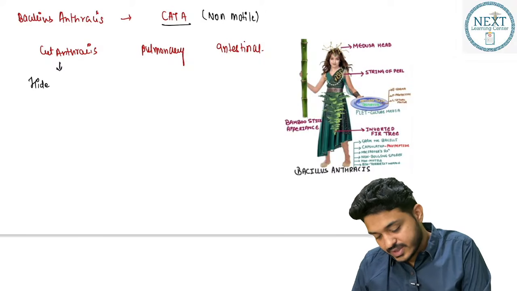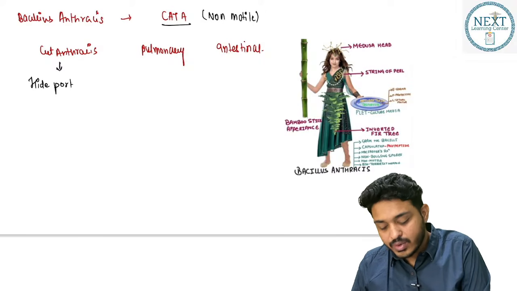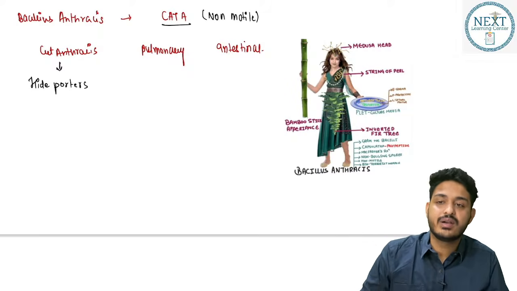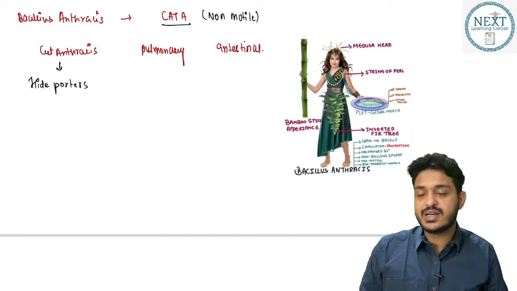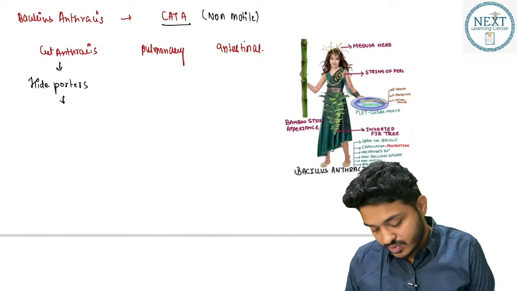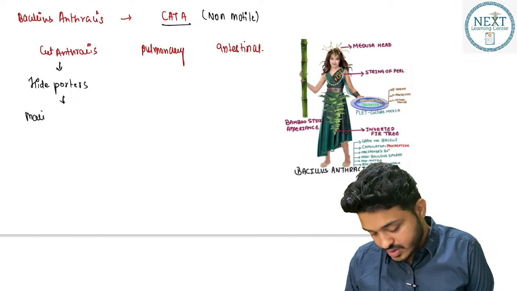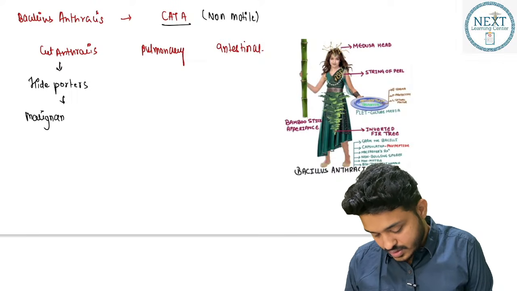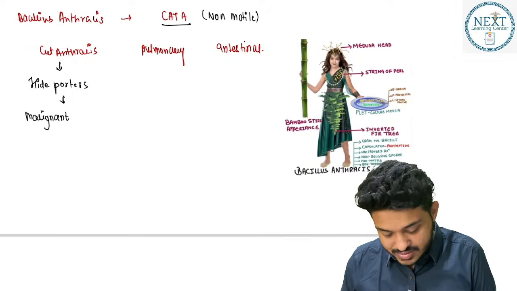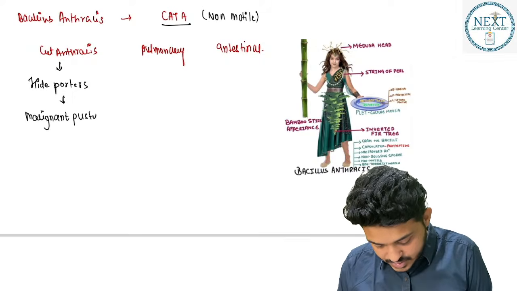These people are known as what? Hide porters, right? Hide means dead skin, right? So those people who are going to take care of or port the dead skin can have a disease, and this person is going to have what? A pustule, which is going to turn black, and which is going to turn into a black color scar. So this is known as what? Malignant pustule is going to be there.